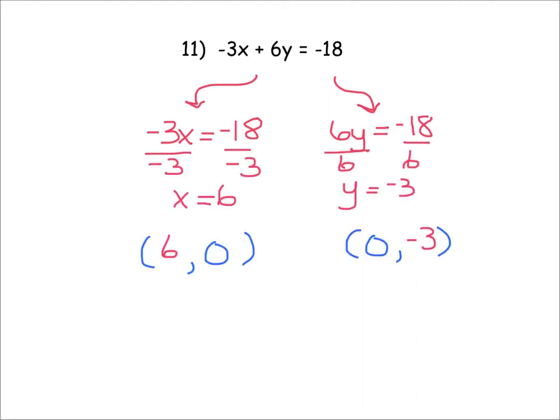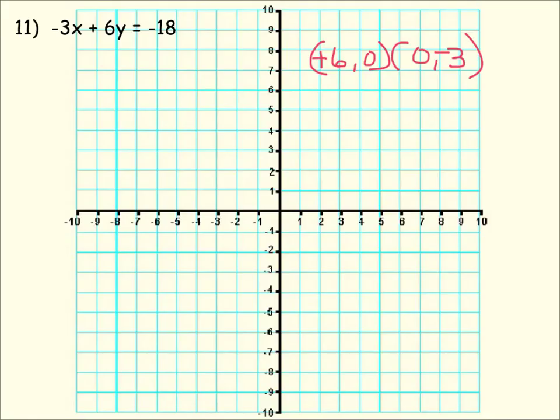All right, so you should have solved and received x is 6 and y is negative 3, and you have your 2 ordered pairs. So now we need to graph. All right, so we have 6, 0, and 0, negative 3. And then we have our line.